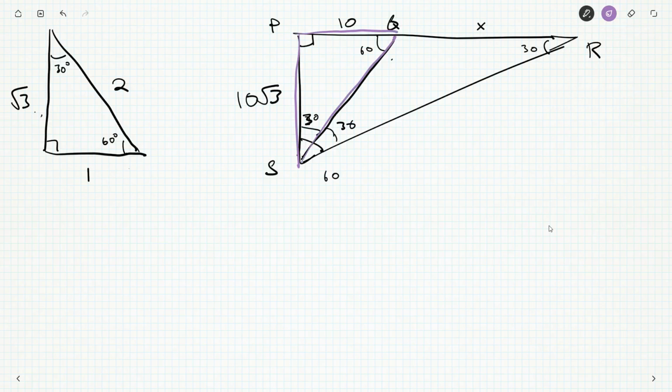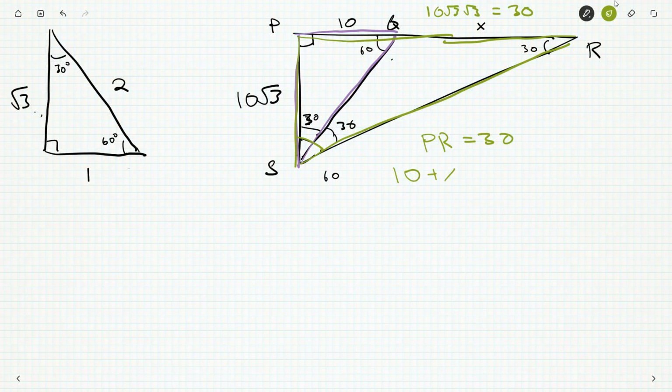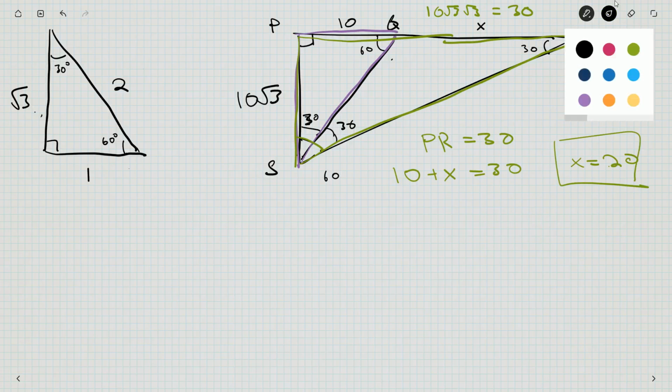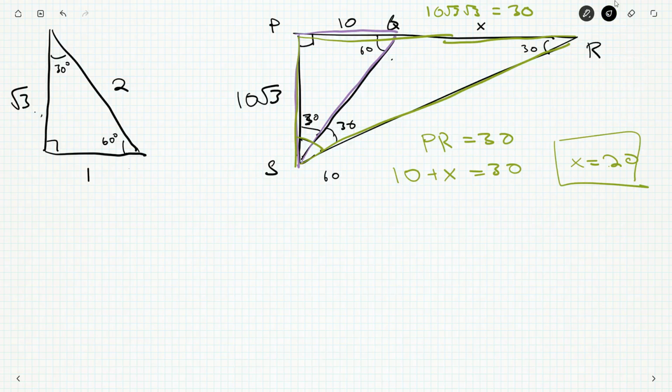But then we've got a bigger one. We use green. Now the 10 root 3 that I just figured out is opposite this 30. And what's opposite the 60 down here? It's 10 plus x. So that's going to be 10 root 3 times root 3. Two root 3s, that's just a 3, so this is 30. X isn't 30, but the whole side PR is equal to 30. But PR is PQ plus QR, and I think we can all see from there, X is going to be 20. So 20 is our answer, and I didn't have to do any trig beyond knowing this 30, 60, 90 triangle.